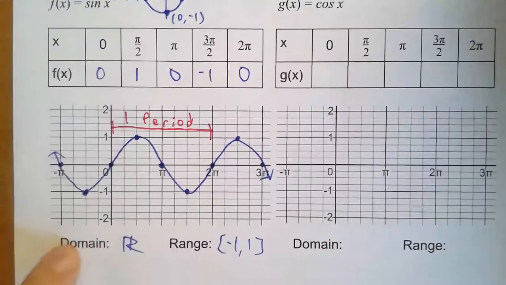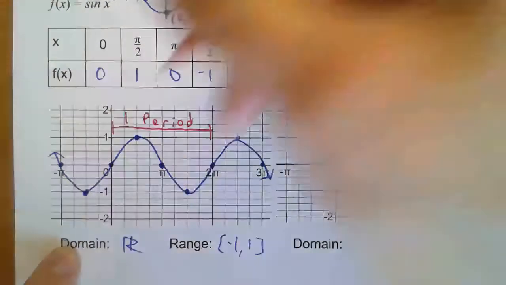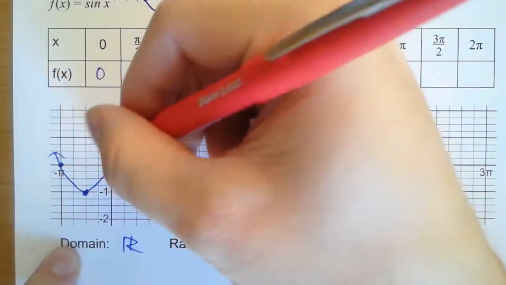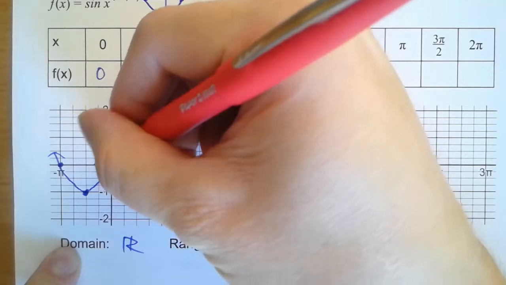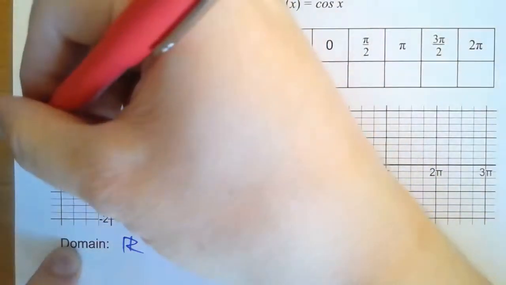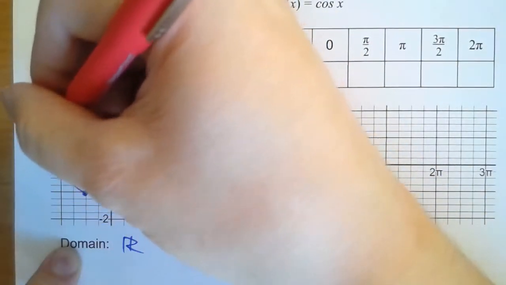Okay. We also talk about the amplitude of the graph, how high the graph goes from the middle section. So if we look from the middle of the graph to the top of the graph, that's called the amplitude.